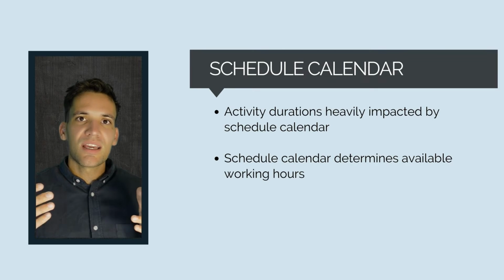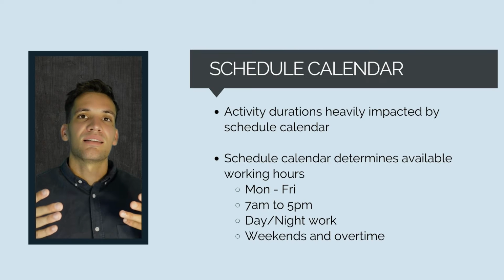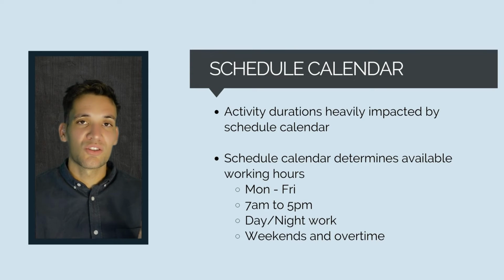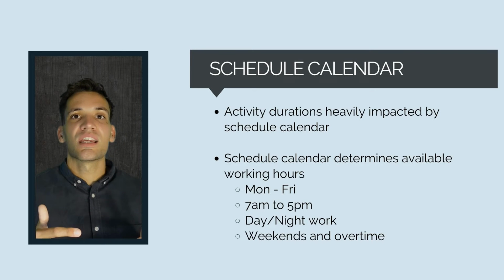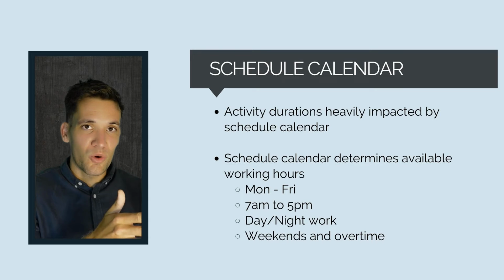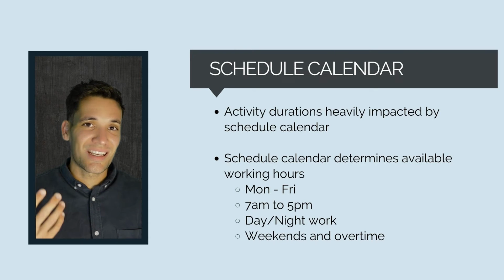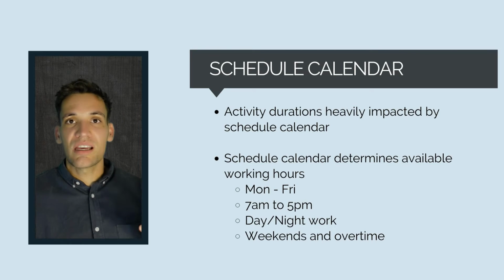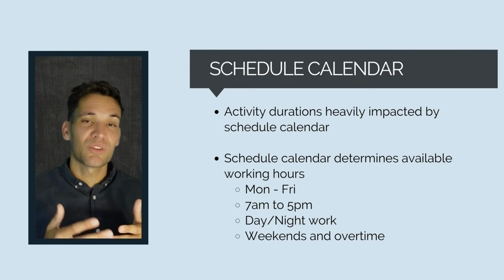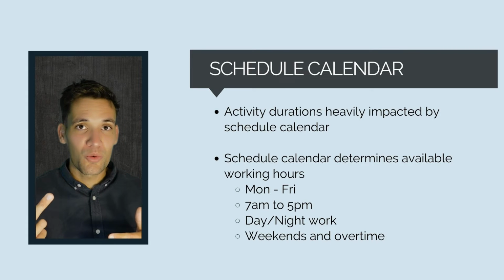So for example, if our site's only open Monday to Friday, 7 a.m. to 5 p.m., then this is going to be significantly different to a site that's open 7 days a week doing day shift and night shift. In one example, you have a scheduled calendar that only has 5 working days, 5 shifts in a week. In the other example, you have a calendar that has 14 shifts in a week. So the same trenching activity that takes 30 shifts in the Monday to Friday working week will take us 6 weeks to complete. In the other example, it will take us 2 weeks to complete.